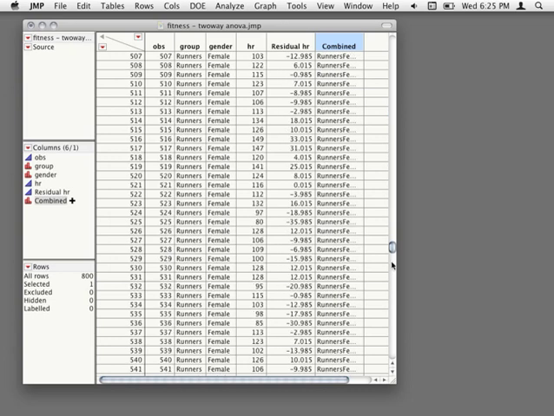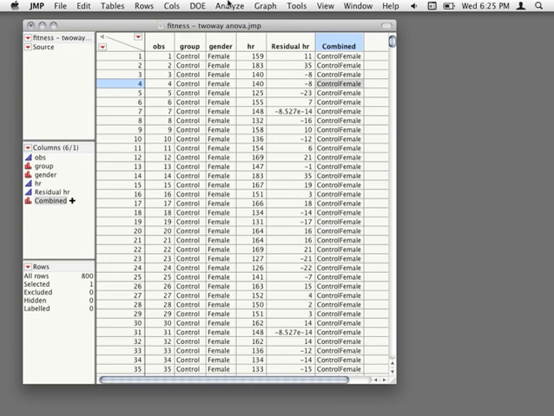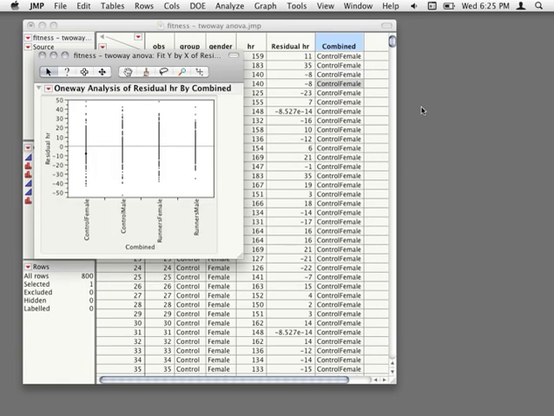And of course, each of these is representing a separate category. So when we put this under Analyze and Fit Y by X, with combined as our factor, it's going to have 4 different levels, 4 unique combinations of those 2 factors we had originally. And then we can look at the residual heart rate, now separated by those 4 different categories.